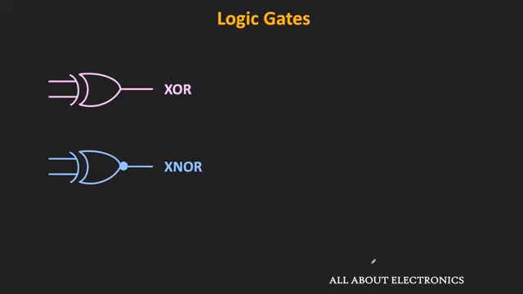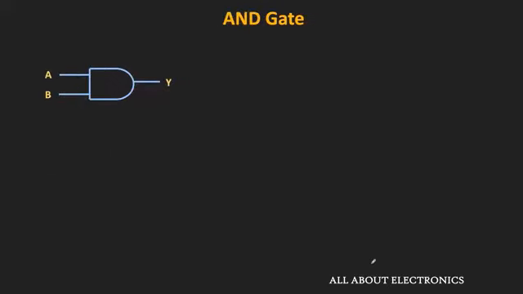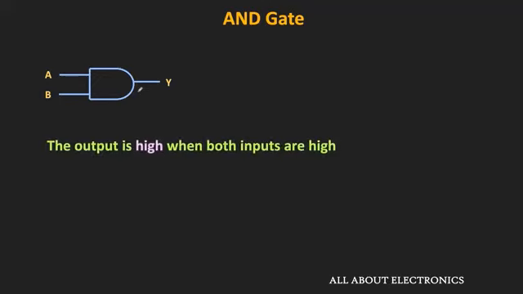And first, let us start with the AND gate. This is the symbol of the two input AND gate, where A and B are the inputs of this AND gate, while Y is the output. The output of the AND gate will be high or logic 1 when both inputs are high. And if any of the two inputs is low or logic 0, in that case, the output of the AND gate will be equal to 0.